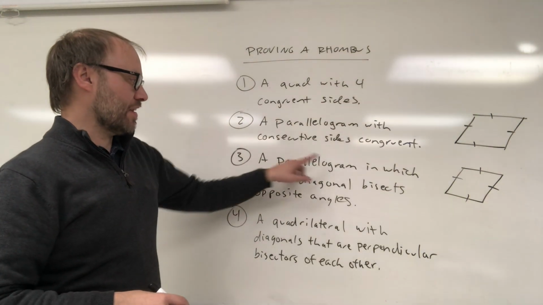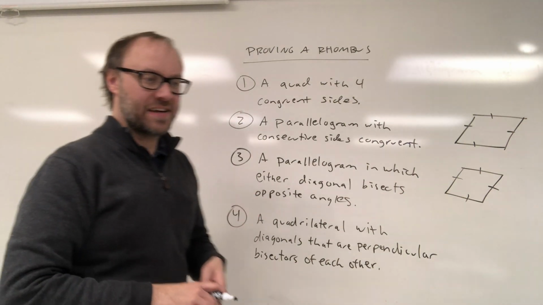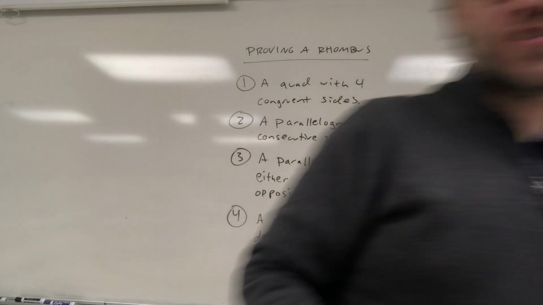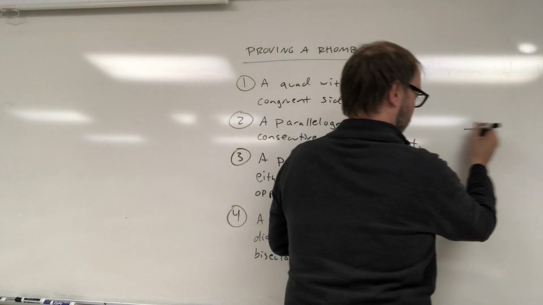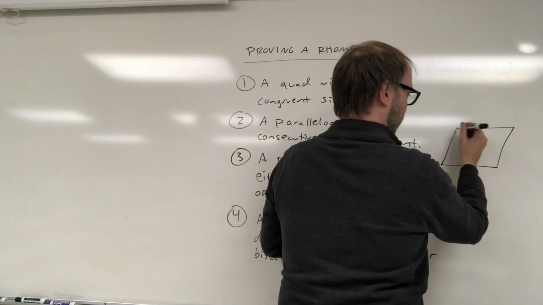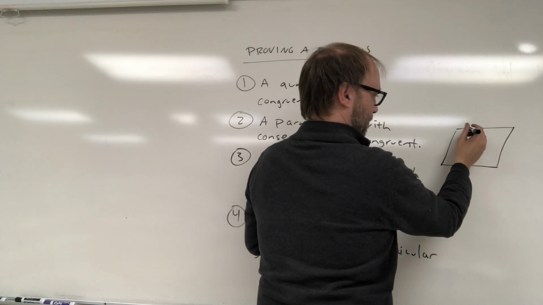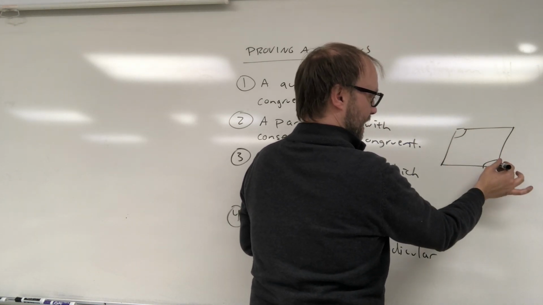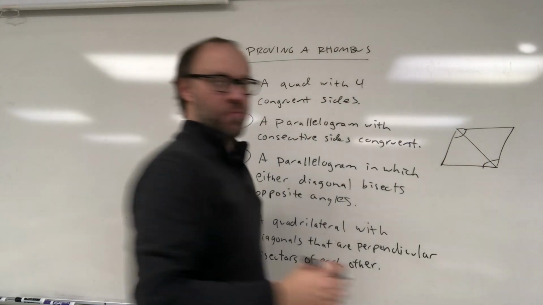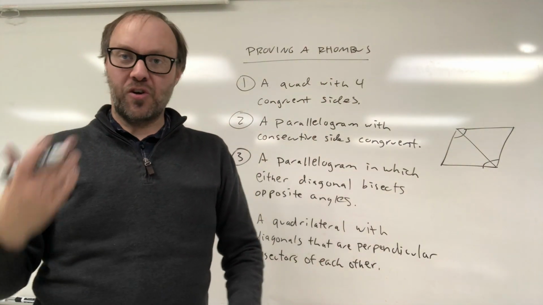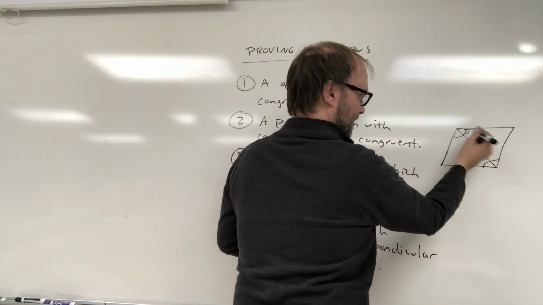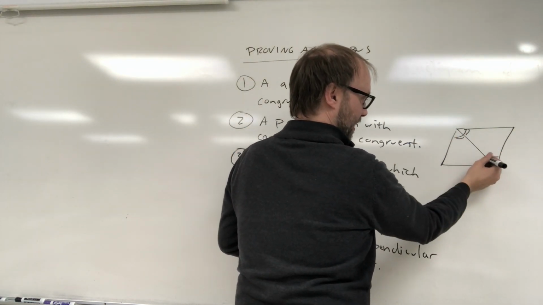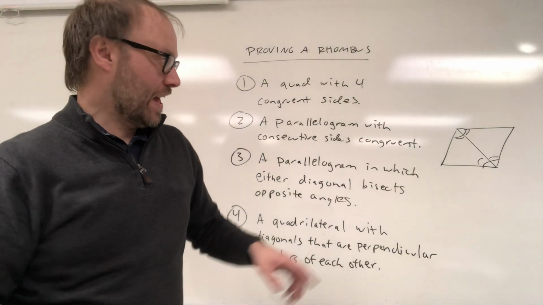The next one, a parallelogram in which either diagonal bisects opposite angles, all right? So parallelograms have congruent opposite angles. So you've got a shape here, you already know it's a parallelogram, you know the opposite angles are congruent. If you know that that diagonal bisects those angles, those are congruent angles, so you have two congruent angles that are both being bisected, which means these two halves are equal, those two halves are equal.